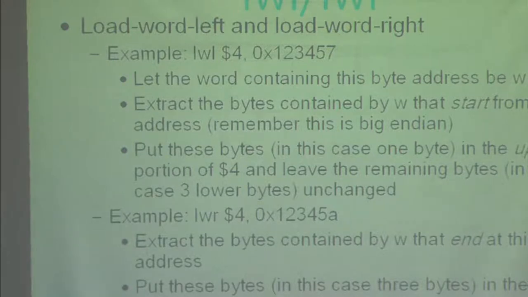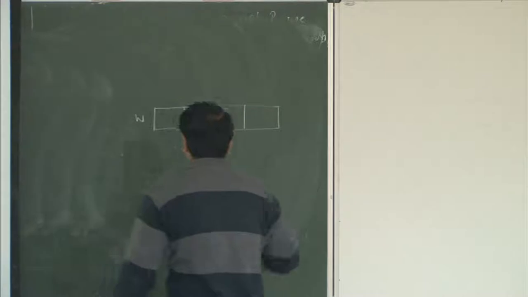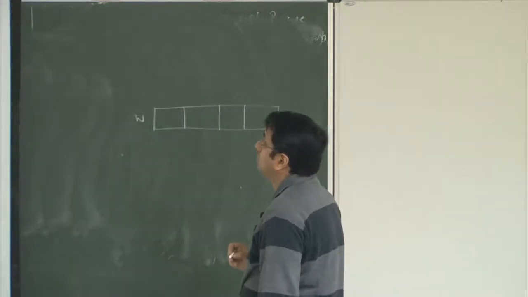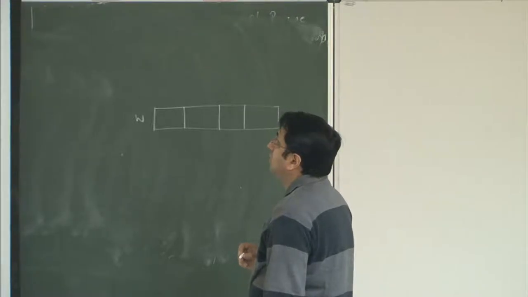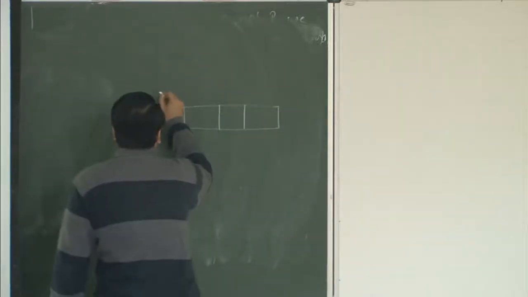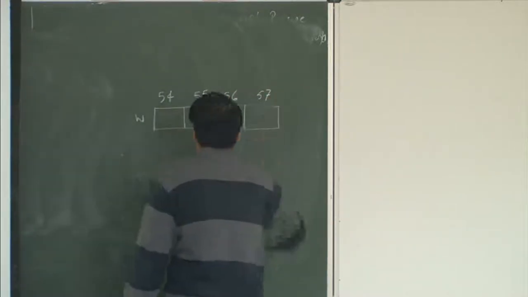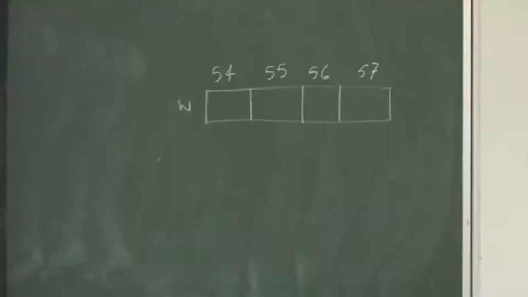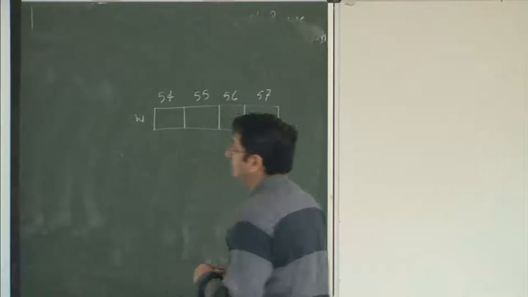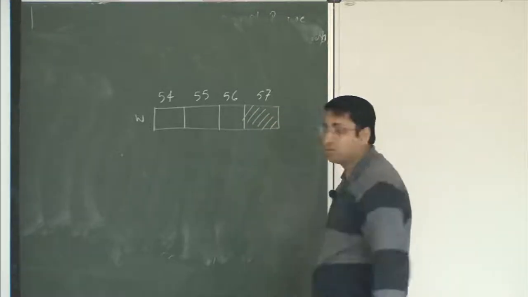So what does that mean? The address is 123457, so let's see, what is the word? We have 4 bytes: 54, 55, 56, 57. So big endian, you have 54 here, 55 here, 56 here, 57 here. Extract the bytes contained by W that start from this address. So you start here. In this case, it's going to be only one byte.